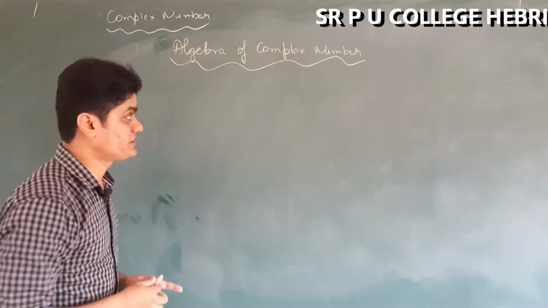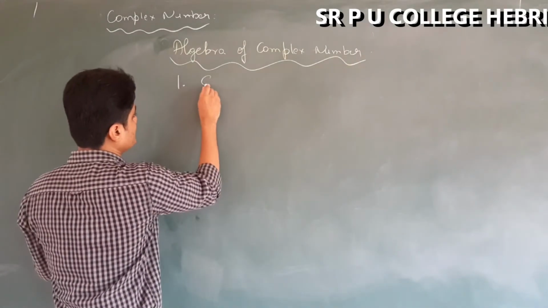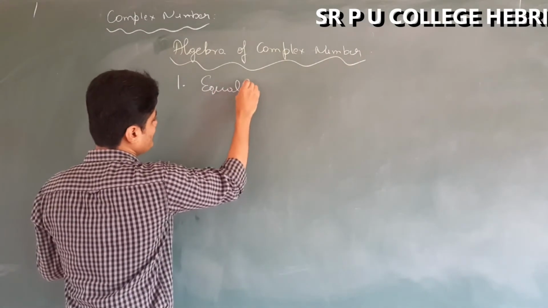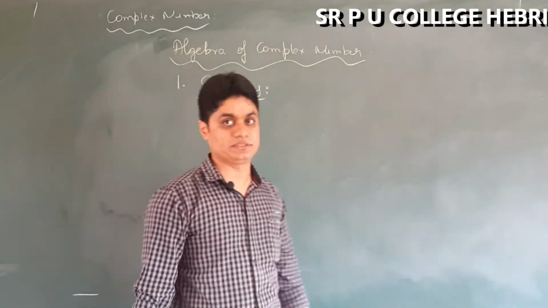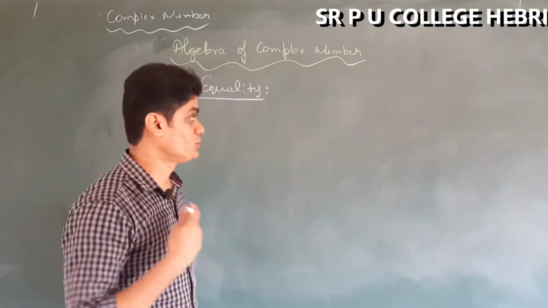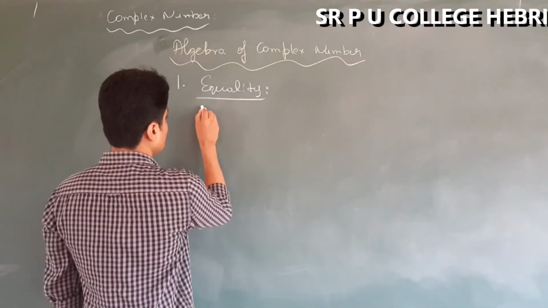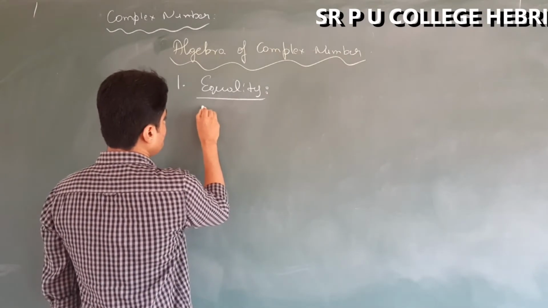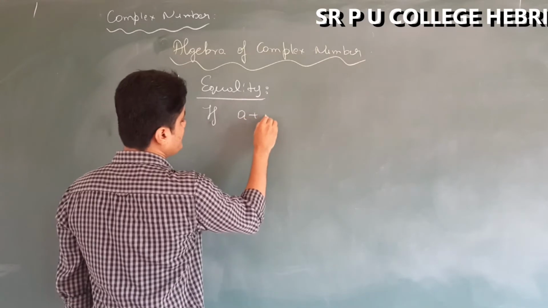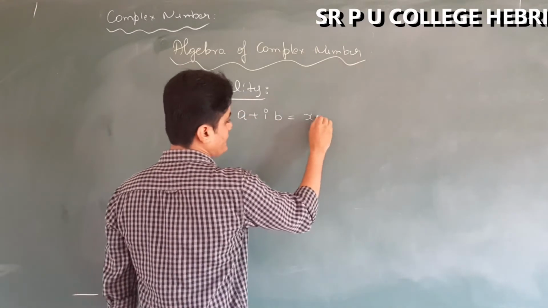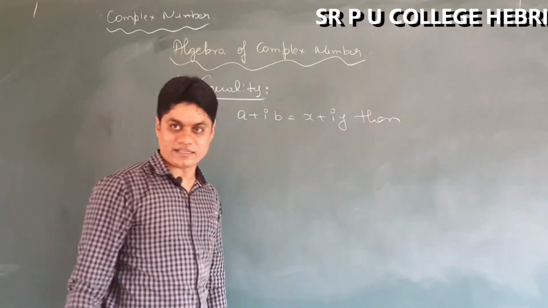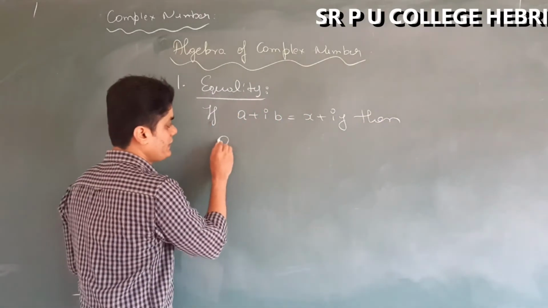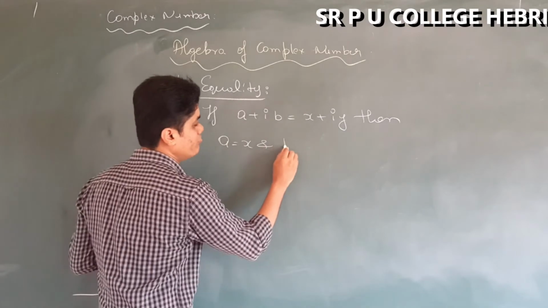As the first concept of algebra of complex numbers, we are going to learn equality. That is, we are going to understand how to equate two complex numbers. Observe carefully. If a plus ib is equal to x plus iy, suppose two complex numbers are equal, then a is equal to x and b is equal to y.